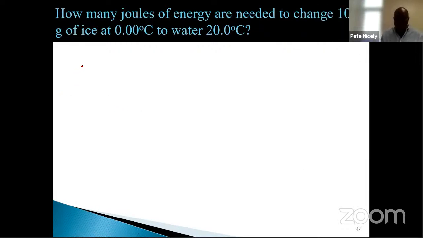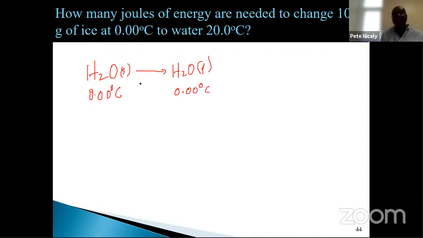All right, so you're going to start off with ice, which is H2O solid, at 0.00 degrees Celsius, all right? And you're going to heat it. Now, what's going to happen first is that the H2O solid will be converted to H2O liquid, all right? And the temperature is still going to be 0.00 degrees Celsius, because remember, as you go from the solid state to the liquid state, the temperature of the liquid and the solid together will be the same until all the solid has been converted to liquid, all right?